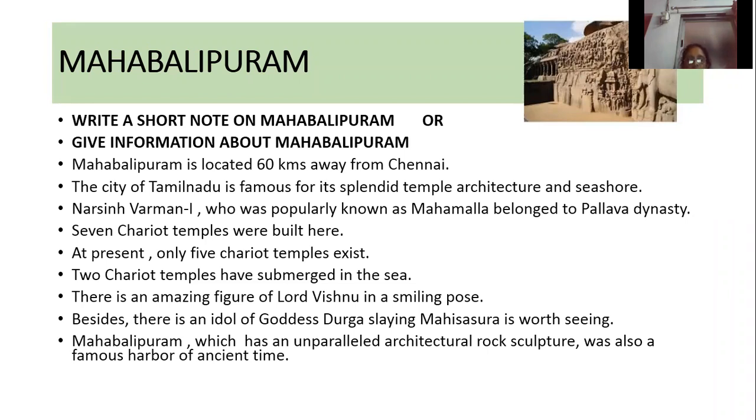Then the second one is the Ellora caves. Where are the Ellora caves situated? Ellora caves are situated at Aurangabad in Maharashtra. How many caves are there in Ellora? 24 caves. They are divided into how many groups? 3 groups. First, 1 to 12 are the Buddhist caves. 13 to 29 are the Hindu caves. 30 to 34 are the Jain caves.